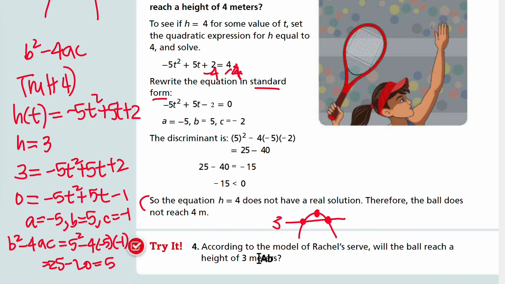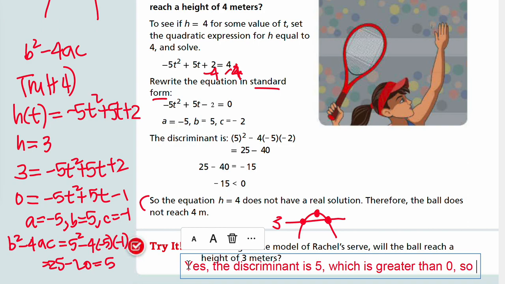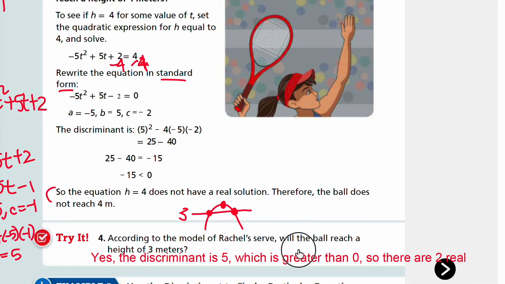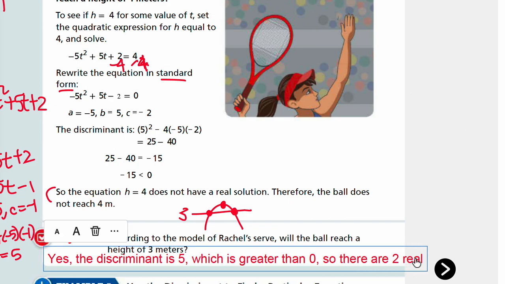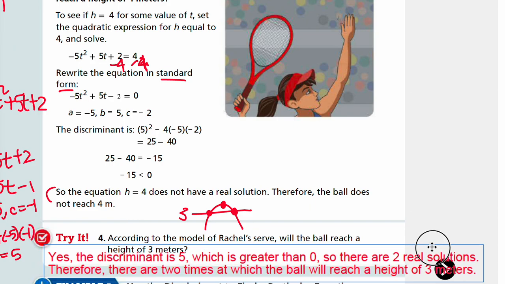So let's write this in the context. Yes, we're gonna answer this question. The discriminant is 5, which is greater than 0. So there are 2 real solutions. Therefore, there are 2 times at which the ball will reach a height of 3 meters. Okay, so that's what it means in this context.